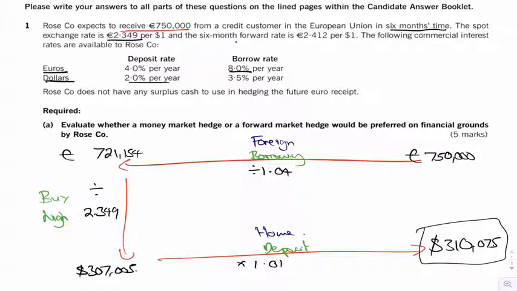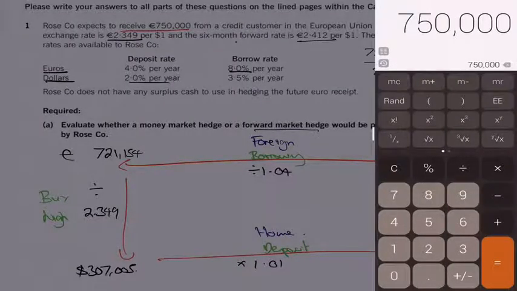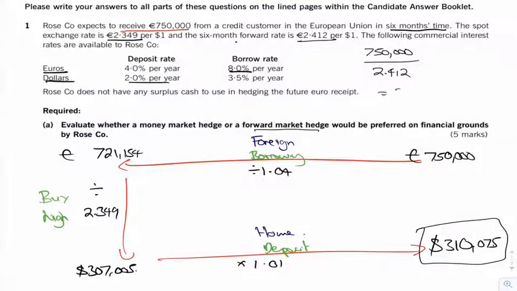Also says do the forward rate, what they call the forward market hedge, same as the forward rate. Well, here's the forward rate there. So it's nice and simple. It's just 750,000 divided by 2.412. So 750,000 divided by 2.412, that will get me 310,945.